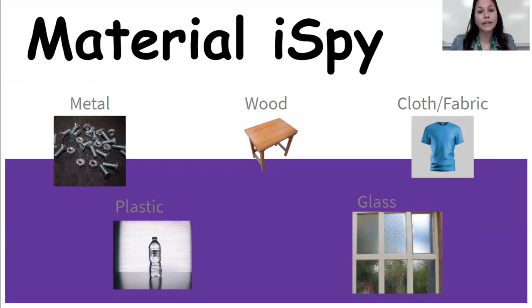Let's think about wood. So I said that the tops of my desks are made out of wood. What at your house is made out of wood? Is it hard or soft? Is it smooth or rough? Is it flexible? Can you bend it? I want you to ask those questions to yourself when you're thinking about materials. What about cloth?